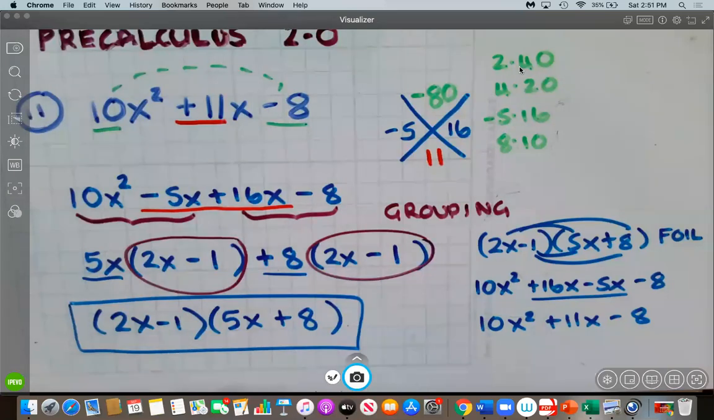So by doing this process, basically you're just undoing the process of FOIL, you're undoing the distributive property, and you're thinking what would be my two binomial factors that if I multiplied them together would take me back to this trinomial. So you're just breaking down this trinomial into two of its factors. Factors are two things that would multiply together to give you an original expression.